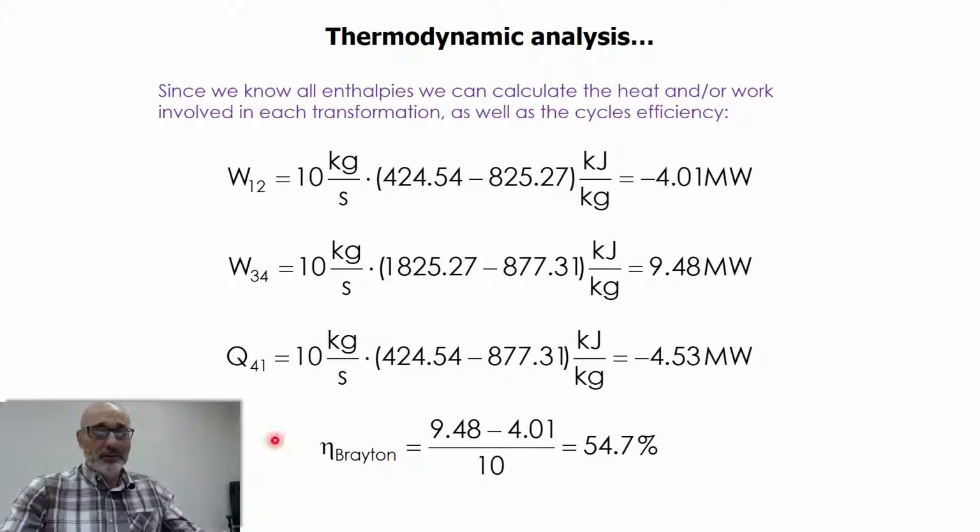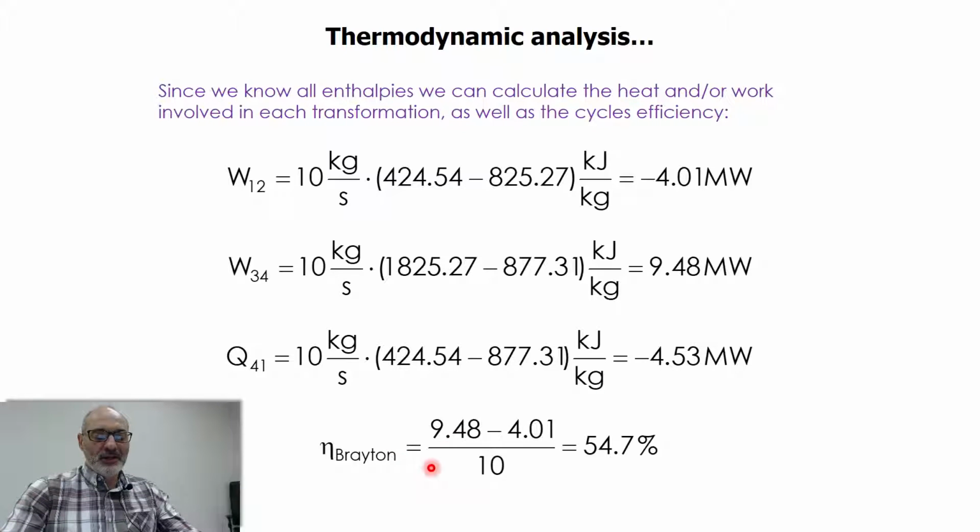When we want to obtain the absolute values, multiplying everything by the mass flow rate of processed air, we need 4 megawatts in the compressor. We generate 9.48 at the turbine, and we have to reject 4.53 to the atmosphere. That's being sent to the atmosphere. So it's almost 50% of the work generated at the turbine.